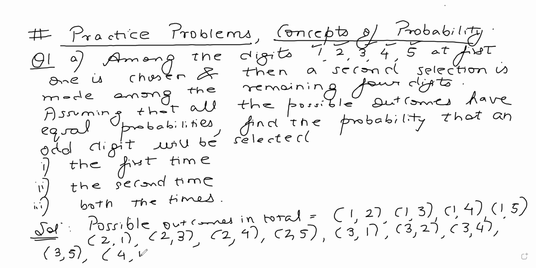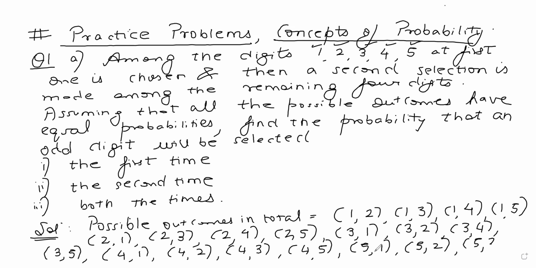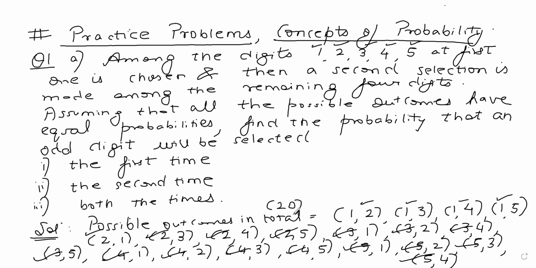Similarly, with 4 the second digit can be 1, 2, 3, or 5. And similarly, with 5 the second digit can be 1, 2, 3, or 4. Let's count how many outcomes are there in total. 1, 2, 3, up to 20. That means my total number of outcomes is 20.